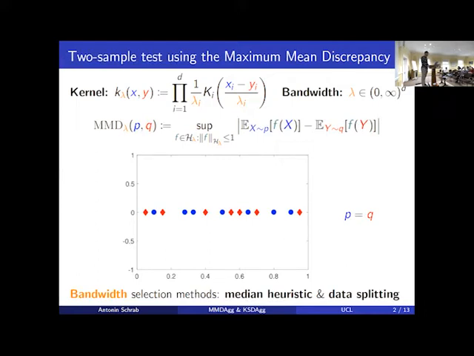It's just a heuristic. And the other approach is to do data splitting, where, given your data, you split it in two halves. You use one half to select your bandwidth, where you can maximize some criterion, and then you use the other half to run your test. One issue with that is because you split your data, at the end of the day, you run your test only on half the data. So you have a less powerful test just because of that. And so what we propose in this paper is to aggregate multiple tests with different bandwidths. I'll explain how we do that, and I'll show that it works better.